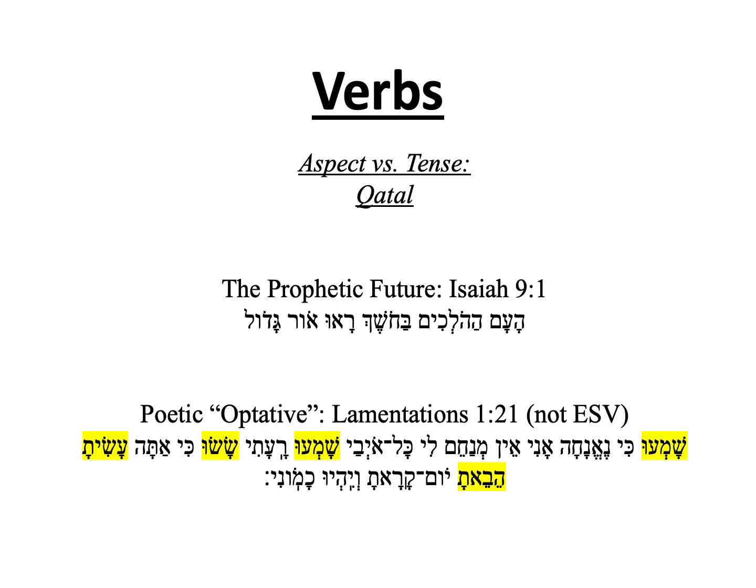So that we read in Isaiah 9:1, the people walking in darkness have seen a great light, and yet we understand that what is meant is they will see a great light.